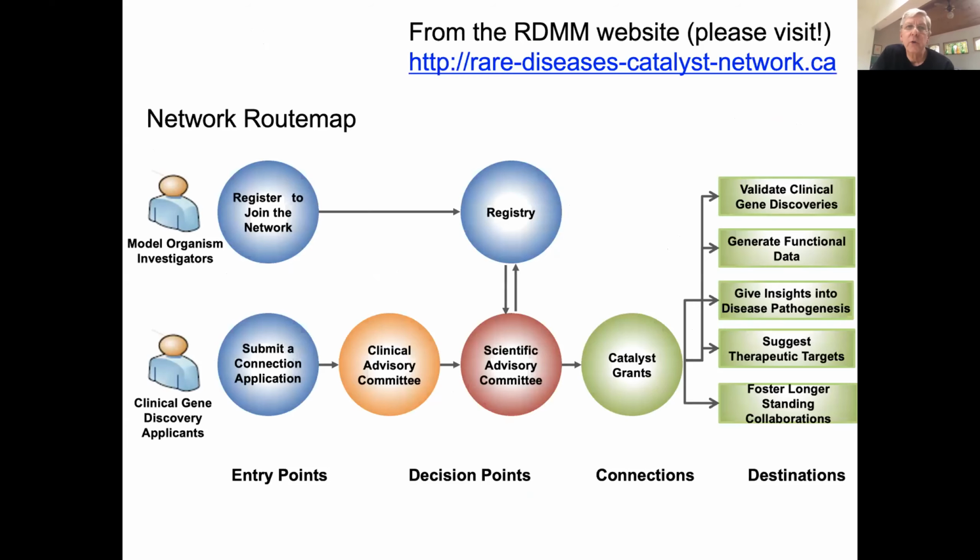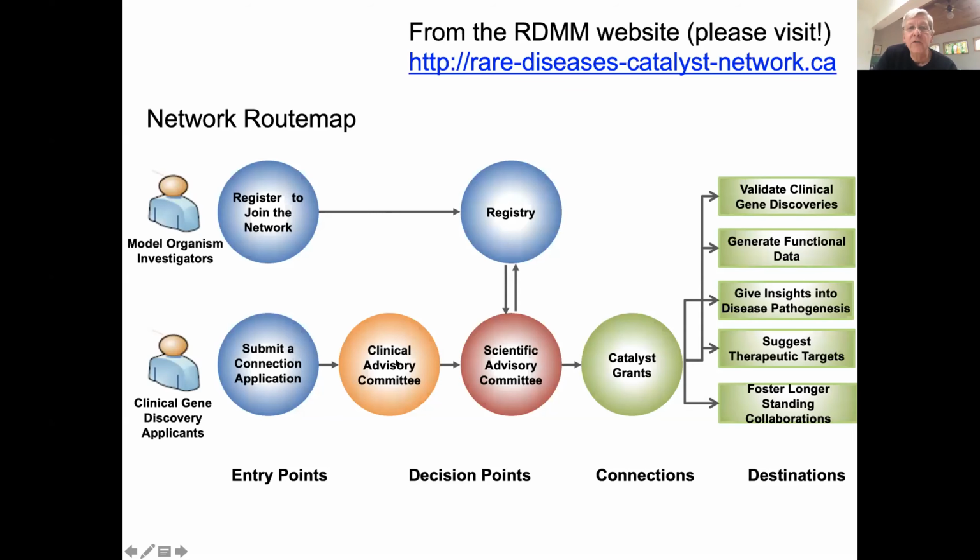So this is the network route map that you would find if you visited our website. Basically it shows that we have recruited the model organism investigators in Canada to register their genes in a database, in a registry, and clinicians who are discovering genes can submit a connection application that goes to a clinical advisory committee that vets whether or not there's sufficient evidence of causality for the variant and the human disease.